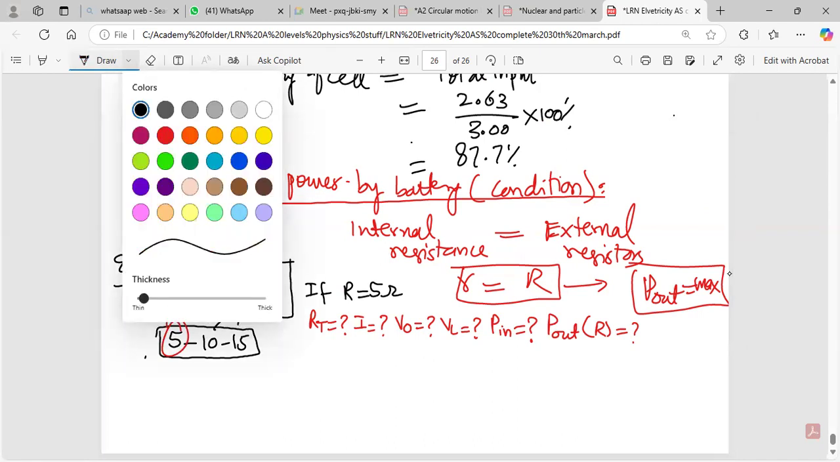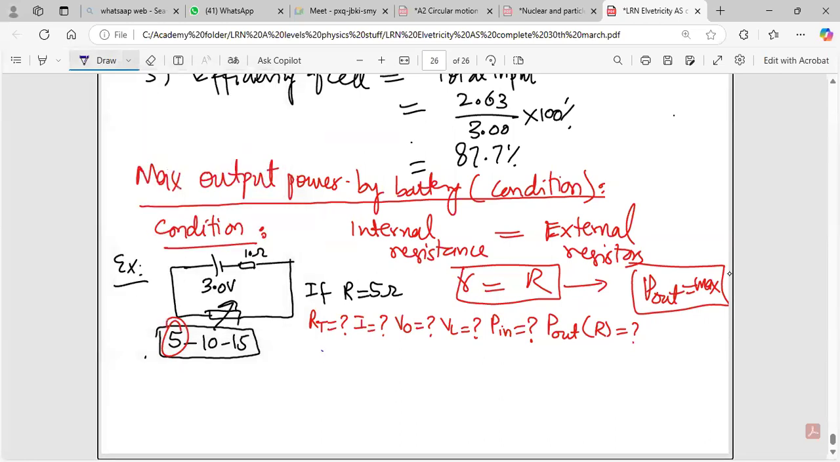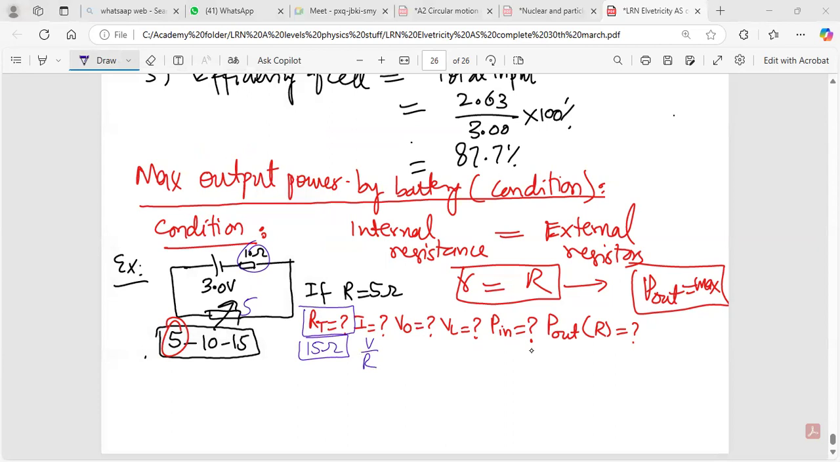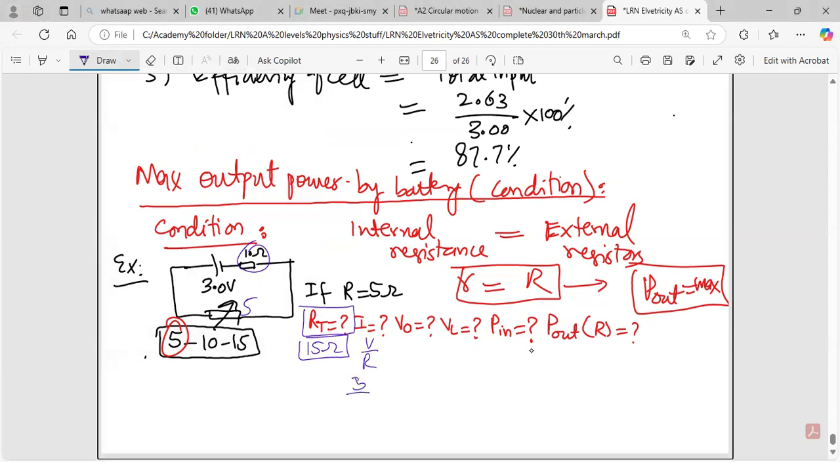So let me first do it for 5. If this is 5, so total resistance, these two are in series. So 5 plus 10, 15. So total resistance is 15. Current is equal to V over R. So V is how much? 3 and R is how much? 15. So 3 over 15 is 0.2 ampere. So the current is 0.2 ampere.